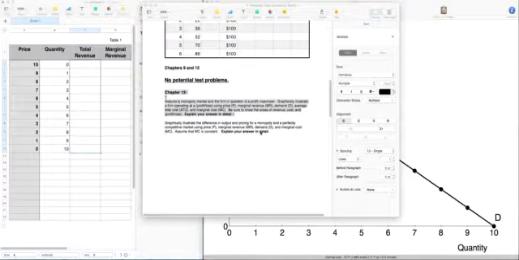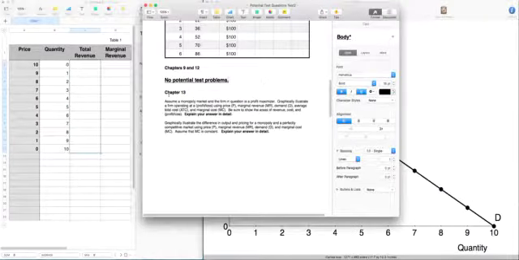Welcome to the next installment of my video lecture series for microeconomic principles. In this particular video lecture, I'm going to be taking a look at one of the potential test problems that could occur on test number 2, in particular chapter 13, monopoly.